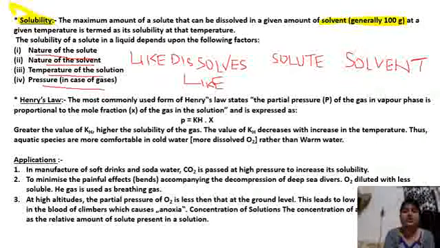ठीक है? तो nature of solute and solvent का मतलब है कि दोनों ही या तो polar होने चाहिए या दोनों ही non-polar. So solute and solvent both must be either polar or both must be non-polar. ठीक है? Only in that case they can be soluble in each other. The third one is temperature of the solution.